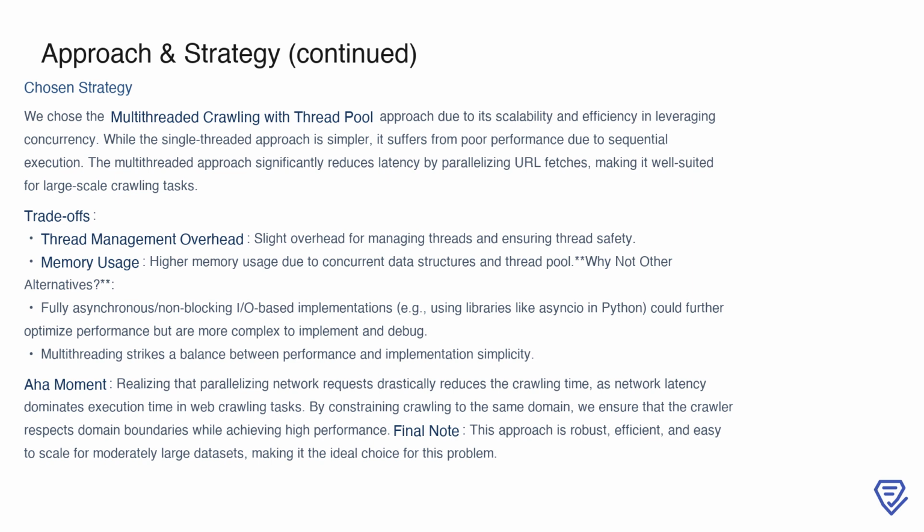Fully asynchronous implementations, like those using non-blocking I/O, could further optimize performance but come with added complexity in debugging and implementation. By comparison, this multi-threaded strategy strikes a balance between performance and simplicity. The key insight here is that the time spent on network requests can be drastically reduced by parallelization, and by constraining the crawler to a single domain, we maintain focus and ensure compliance with the problem constraints. This approach is robust, scalable, and efficient, making it the ideal choice for solving this problem effectively.